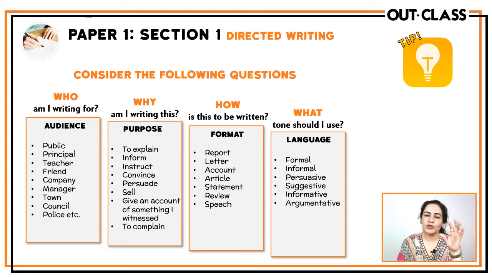So tone and register. With that, what you need to connect is the register. Register is your choice of words for a particular tone. If the tone is formal, you'll select a formal register. Informal tone, persuasive, suggestive, informative, argumentative. So whatever is the purpose of your writing and whosoever is the audience, these two things predominantly decide the tone and the register.